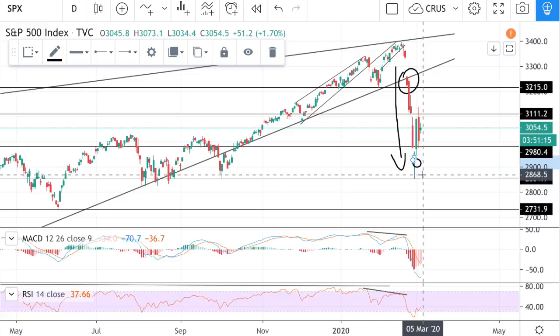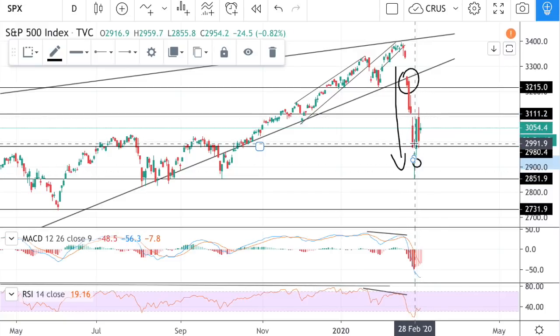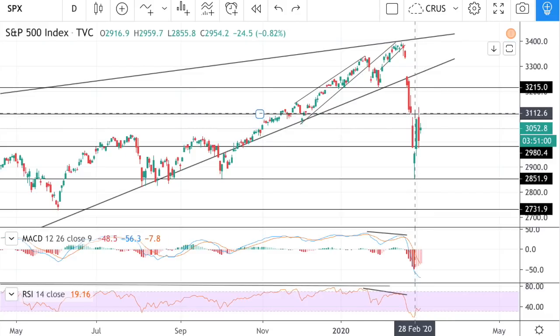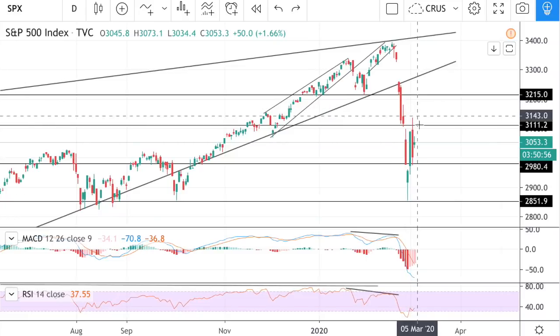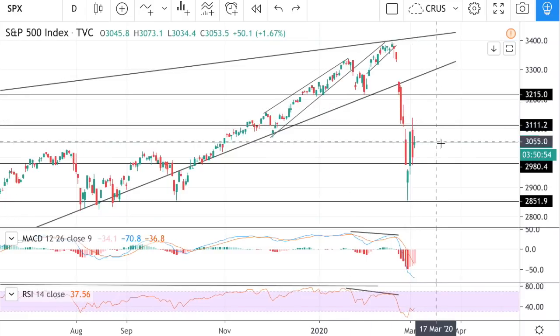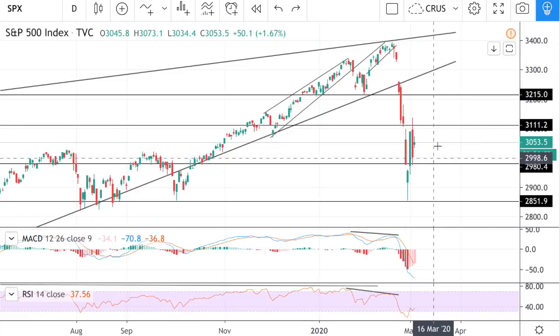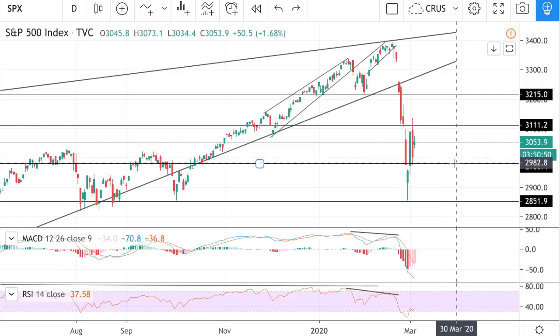Now let's clear the chart and discuss a little bit what we've seen in the past couple of days. So as I said, we reversed off of this resistance level that I pointed out in my last video, and we are currently sandwiched between the two levels that I discussed.